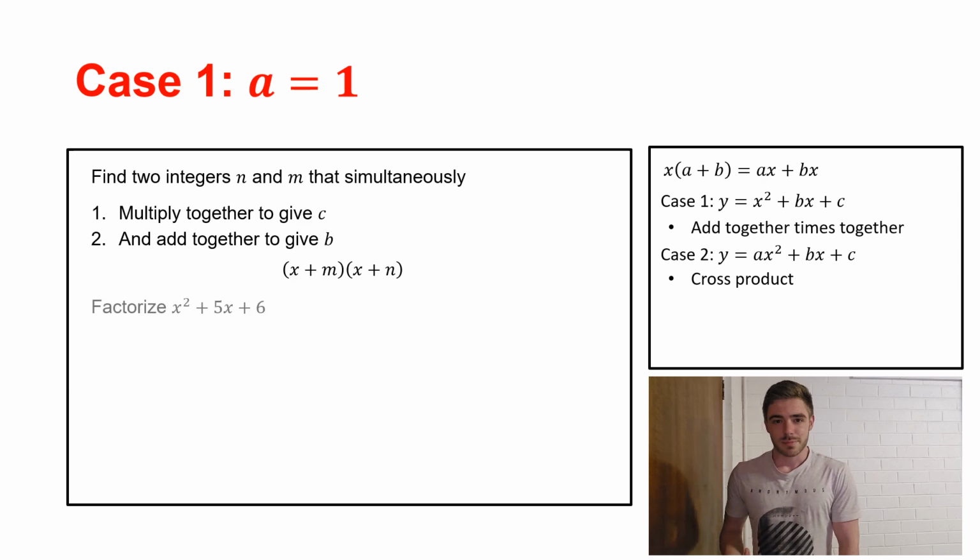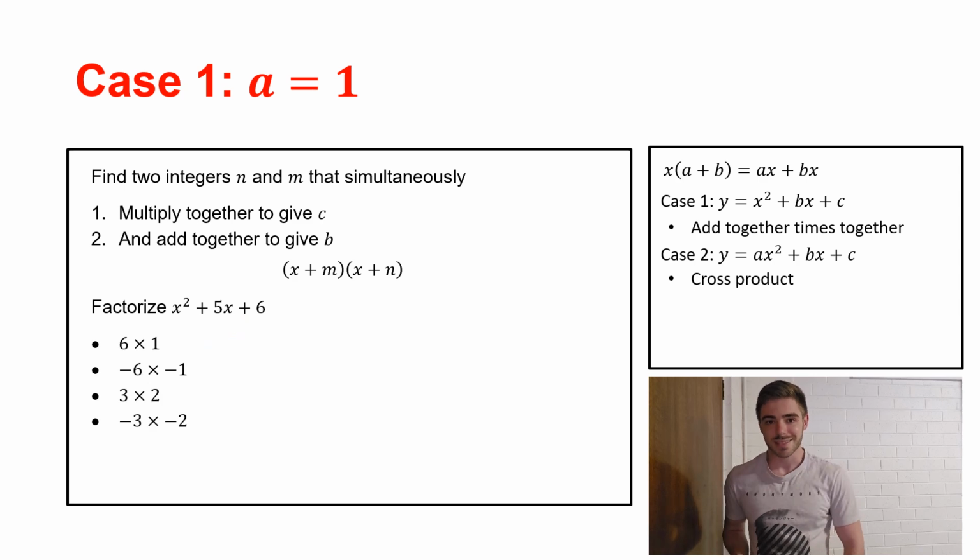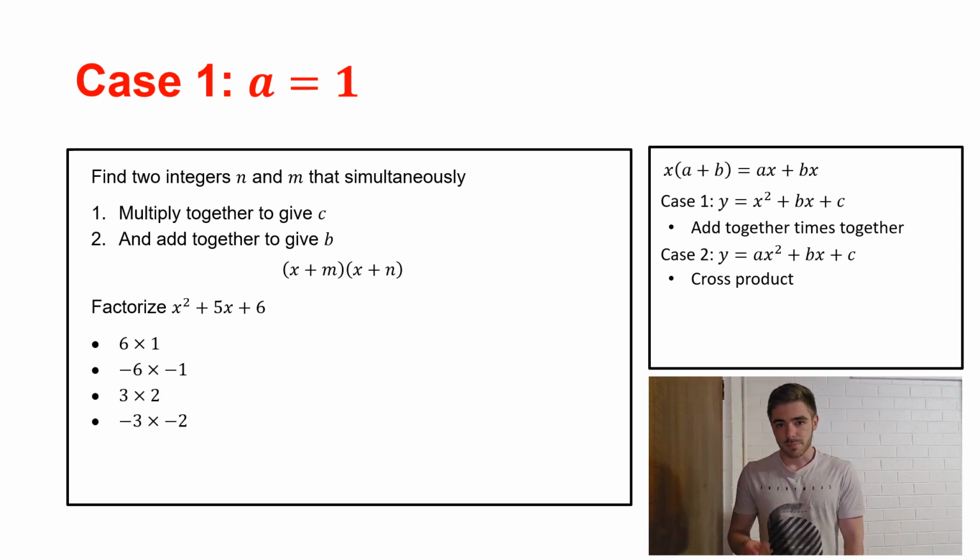Let's consider the following example. We can start by creating a list of numbers that multiply together to give the C value, which in this case is 6. Just make sure to consider both the positive and negative combinations. Now that we have this list, let's see which of those also add together to give the B value, which in this case is 5.